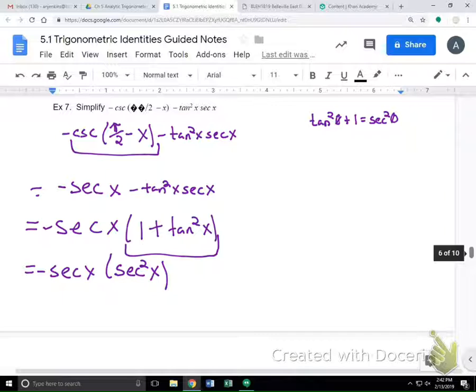Why did we do what, Kennedy? Because we're not done. We have to get it into the simplest form. You look at that, you say that is not simple. We want simple. So we can now multiply these together. Tangent squared x plus 1 is secant squared. That's it.